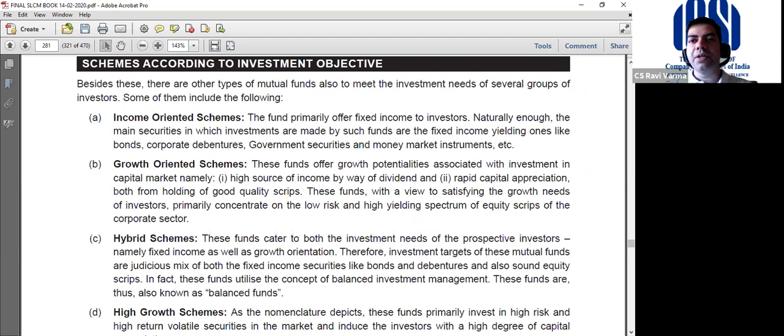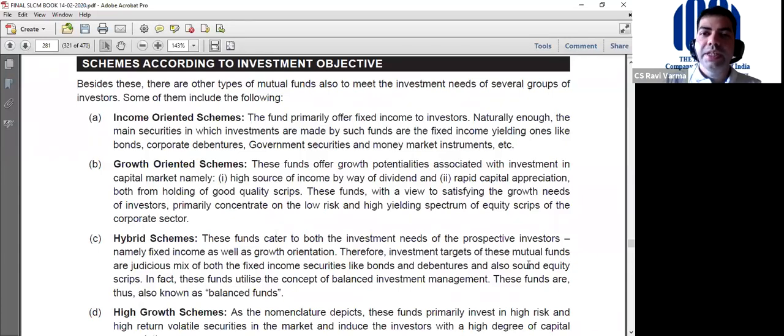Just like we have studied open-ended and close-ended. Just for our understanding, open-ended means any day you can sell and make money. Close-ended means you cannot sell right now and you can't make money every time. However, they are also defined on the basis of objective, that is, what your intention is.